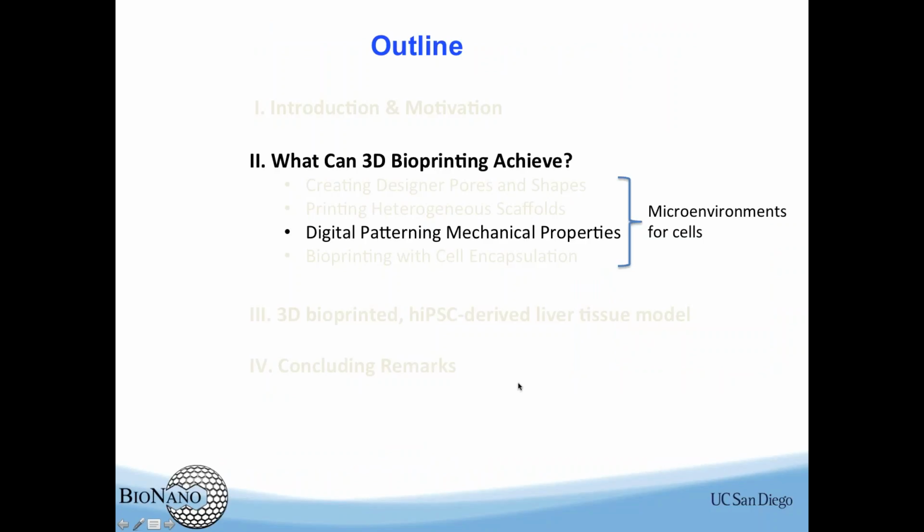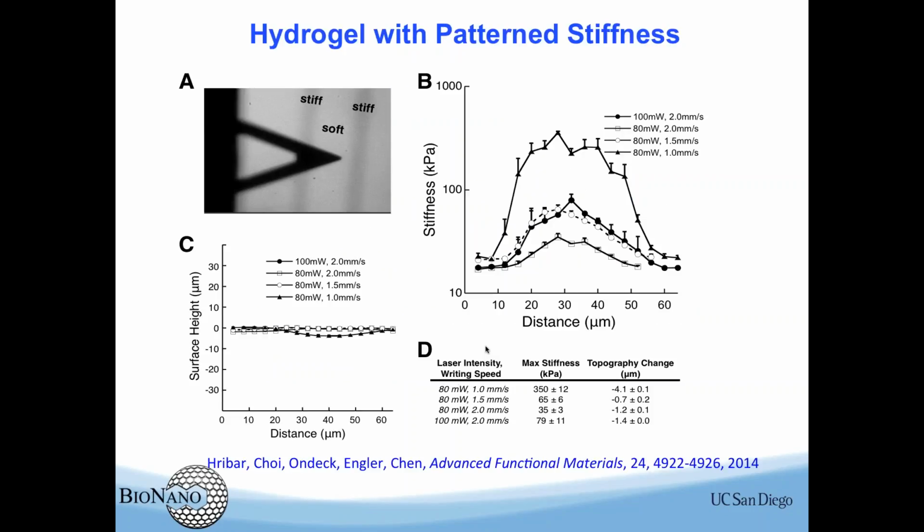Next, I'd like to move to this so-called patterning mechanical properties. As I mentioned, the device you created can be functionalized in addition to chemical to physical. You can also put in different mechanical functions. And in terms of mechanical functions, first is stiffness. As I mentioned in my first couple of slides, stiffness is very important. Cells are very sensitive to stiffness, especially stem cells.